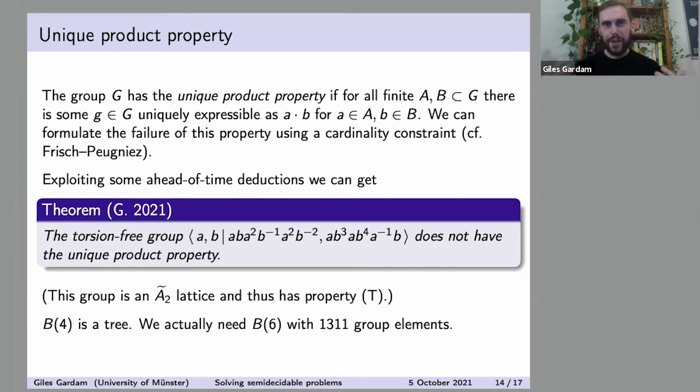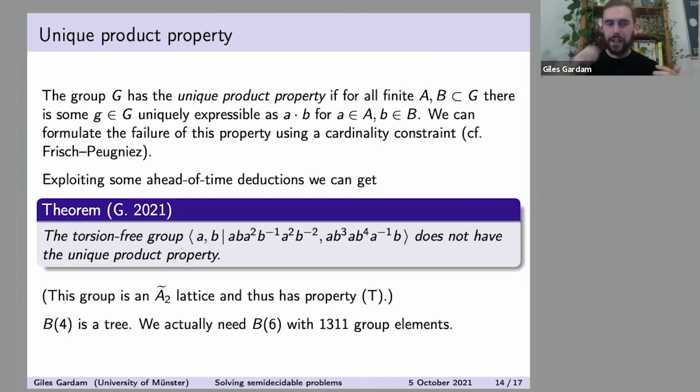Now, the ball of radius 4 is a tree, and this is because the shortest length of a relator in this presentation is length 9. And in fact, something stronger is true, which is that the shortest non-empty reduced word which is the identity element in this group is indeed length 9. There's no surprising shorter relations. So that means that the ball of radius 4 is a tree, because there are no relations of length 8 or shorter.